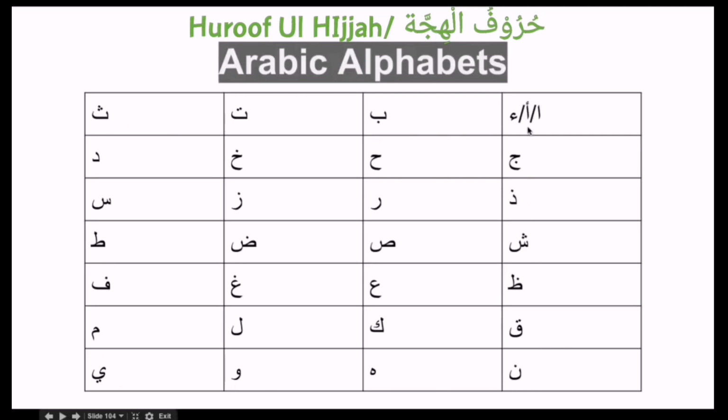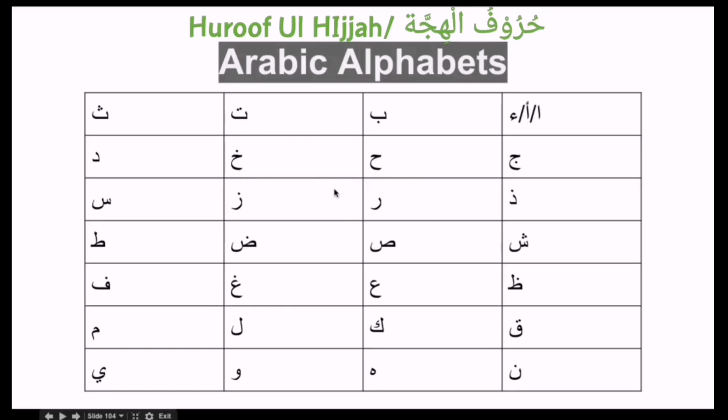What are these? Normally we say alif or a, ba, ta, tha, jim, ha, kha, dal, dhal, ra, zay, sin, shin, sad, dad, ta, za, ain, ghain, fa, qaf, kaf, lam, mim, noon, ha, waw, ya. These are the Arabic letters.